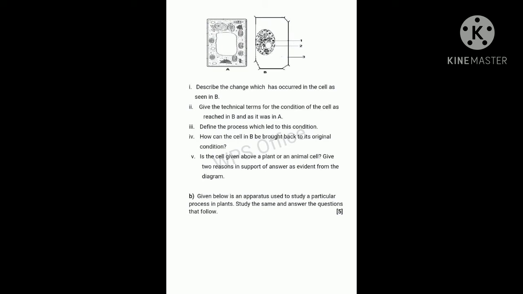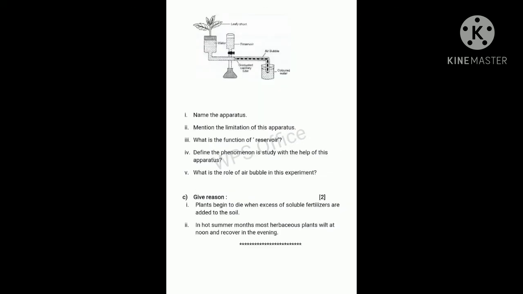So next we can move to the next question, that is B. Given below is an apparatus used to study a particular process in plants. Study the same and answer the questions that follow. Here I have given the diagram of one of the apparatus. You have to study that apparatus. First question, name the apparatus. The answer is Ganong's photometer. If you don't know the spelling of Ganong's, just write potometer.